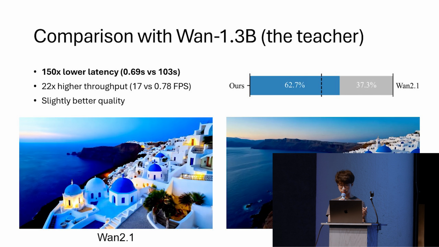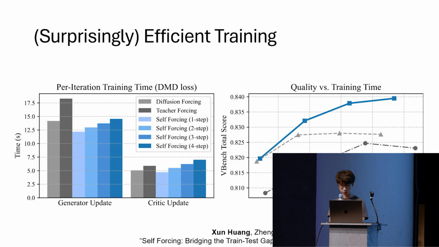Also, the results are actually slightly better than the teacher model, but we observe a much lower latency, from almost 2 minutes to less than a second. We can generate videos at 70 FPS, and the quality is really great, comparable with the teacher model. And also the training is quite efficient.